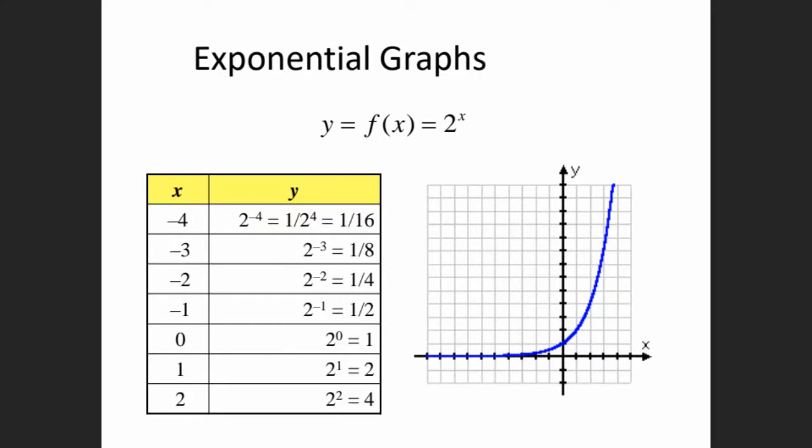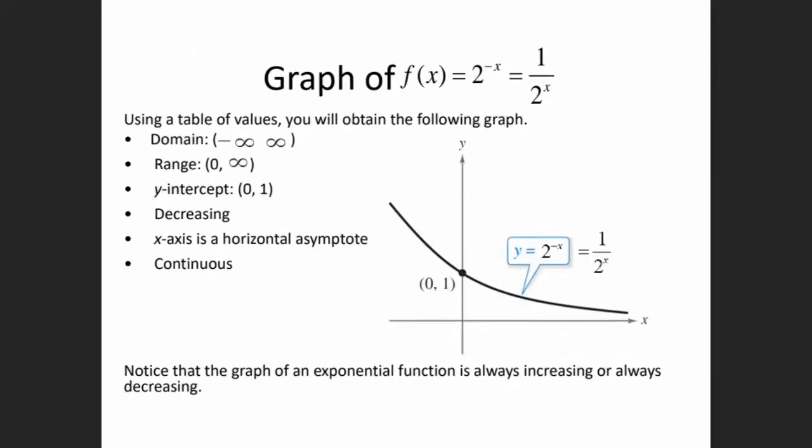Anything to the 0 power, or 0 as an exponent, the answer will always be 1. So when I plot all these points, -4 and 1/16, -3 and 1/8, I plot them and connect them with a smooth curve, and this is what it looks like. All right, so let's look at another example of this graph.